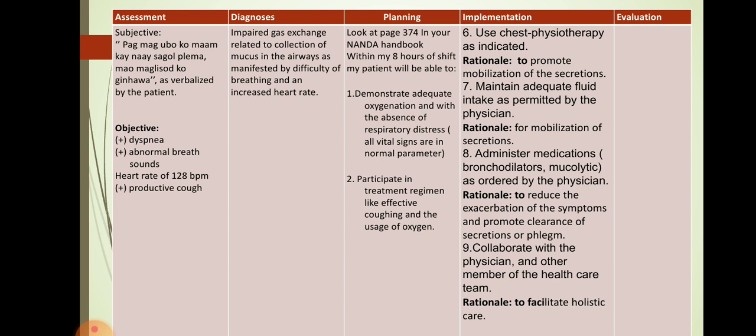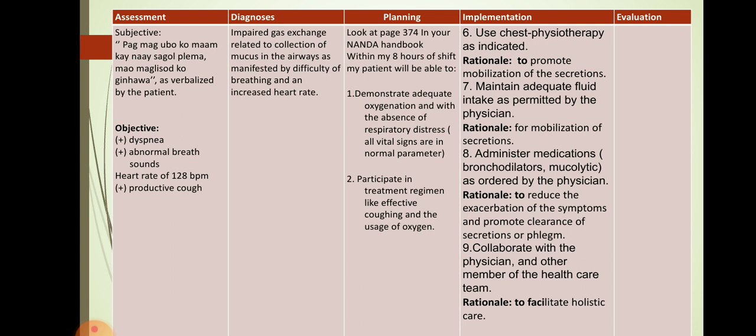The seventh intervention would be maintain an adequate fluid intake as permitted by the physician. So there are actually cases kasi guys na patients are not allowed to increase the fluid intake, especially if na mga kidney problem or na mga edematous or nahupong ang patient. So since they are already edematous, we cannot instruct the patient to increase fluid intake because that might compromise their respiratory health. Okay? You have to maintain adequate fluid intake as permitted by the physician. Of course, the rationale for that is to mobilize the secretions.